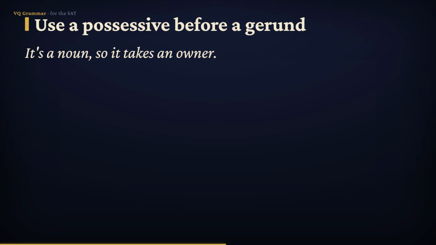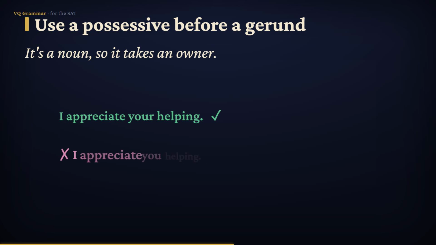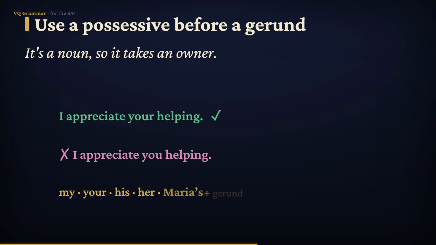Here's a refined point the test loves. Because a gerund is a noun, the word right in front of it should be possessive. We say, "I appreciate your helping," not "I appreciate you helping." Think of it like any other noun. You'd say your help, so it's your helping. The same goes for names. "We were surprised by Maria's leaving," not "Maria leaving." So when a noun or pronoun comes right before a gerund, make it possessive. My, your, his, her, or Maria's.